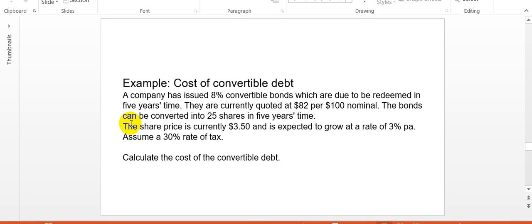We look at an example. A company has issued 8% convertible bonds which are due to be redeemed in 5 years' time. They are currently quoted at $82 per $100 nominal. The bonds can be converted into 25 shares in 5 years' time. The share price is currently 3.50 and is expected to grow at the rate of 3% per annum. Assumed tax is 80%. You're required to calculate the cost of the convertible debt.